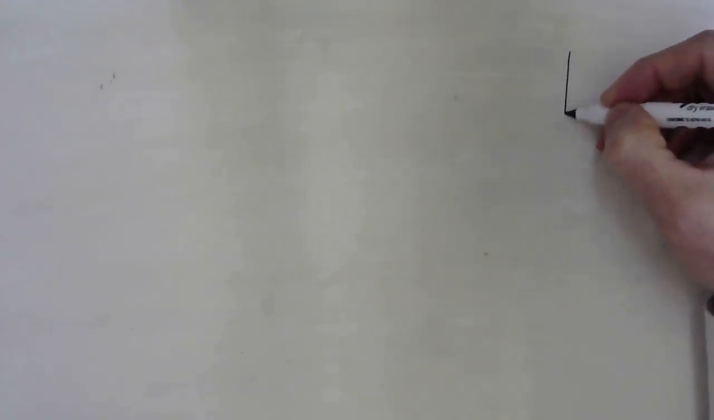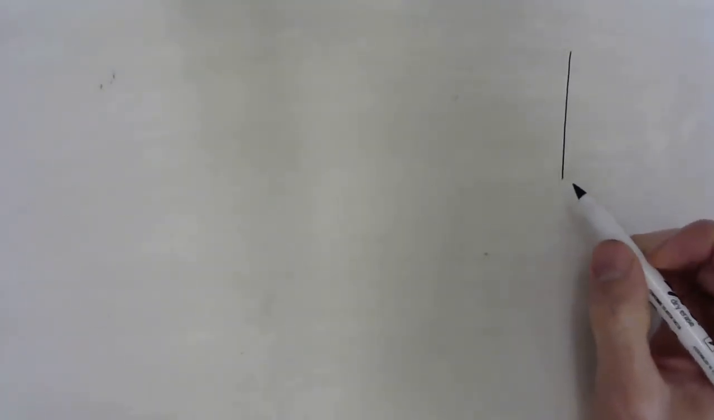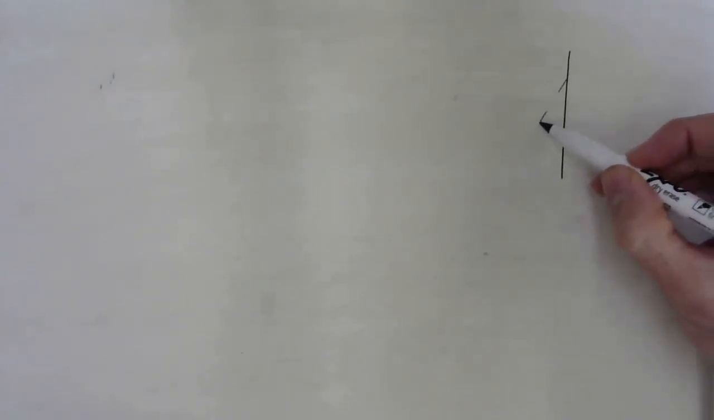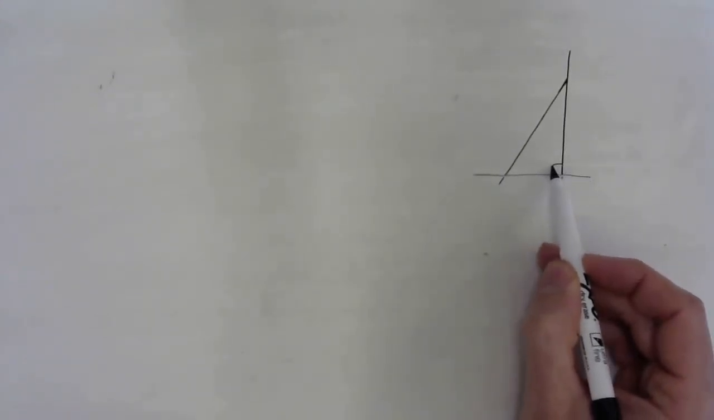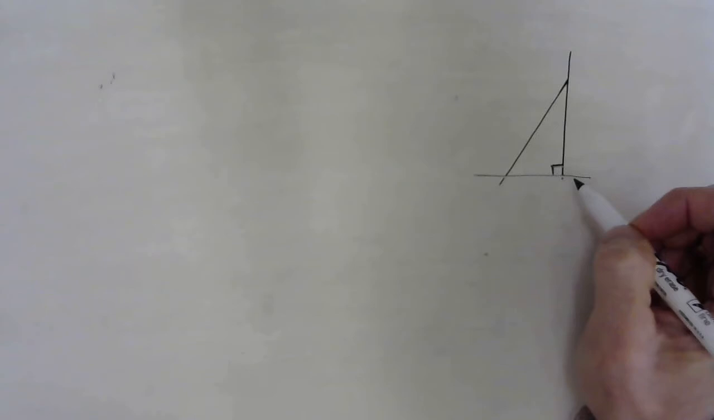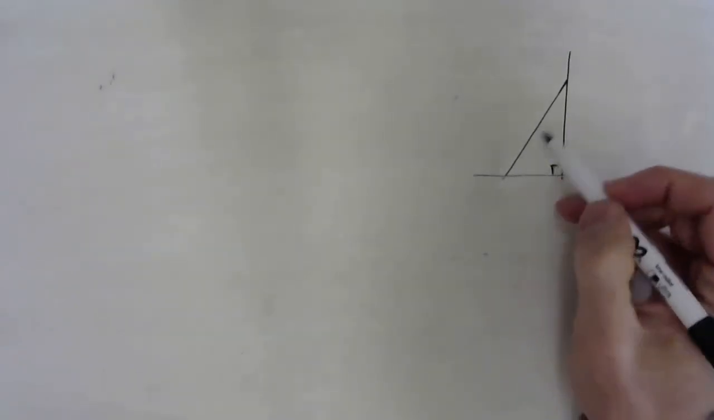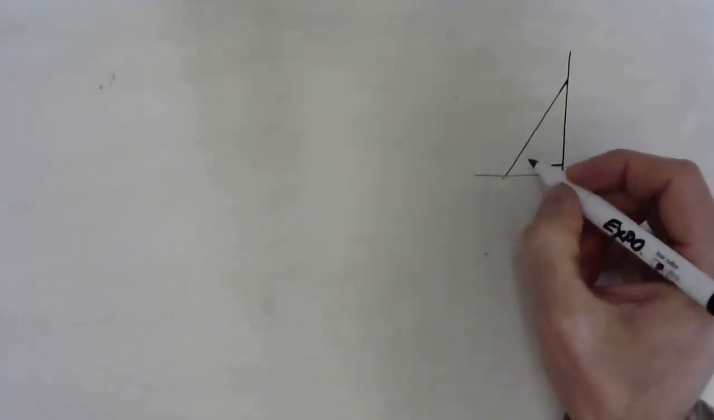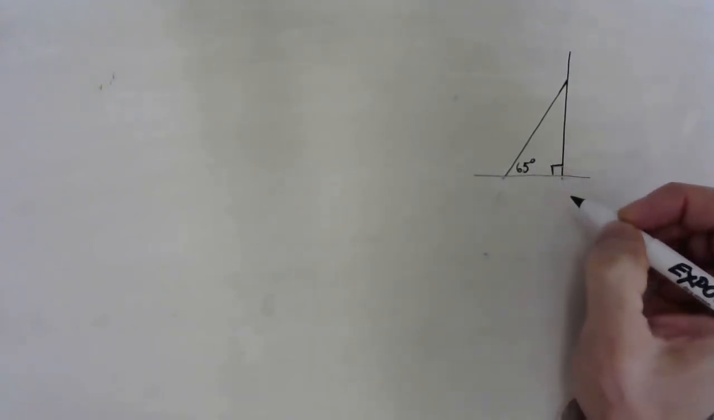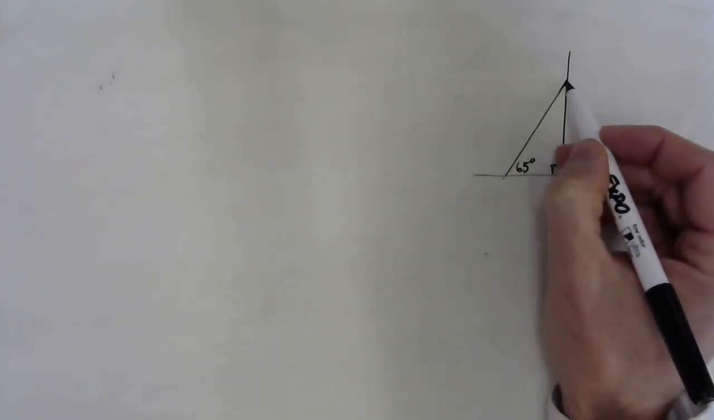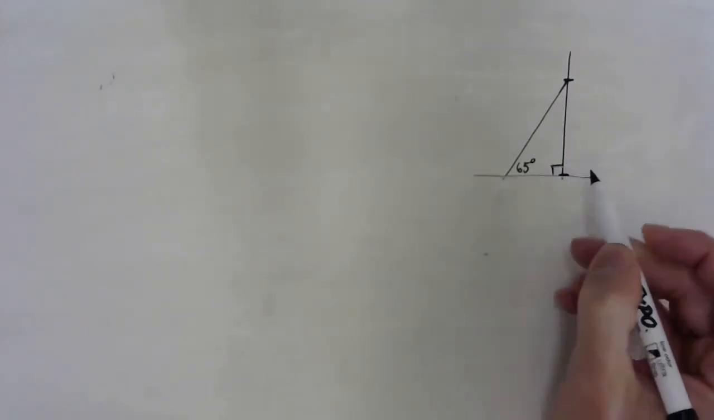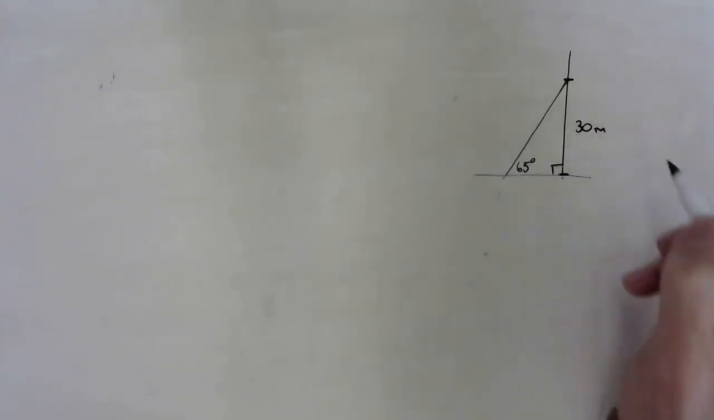We've got a radio transmitter. It's going to be supported by a guy wire as shown. All right, we've got a right angle triangle. Here's our tower. We've got a wire coming down to the ground. It's making a 65-degree angle with the ground. And we're told that the wire is going to reach the tower at a height of 30 meters.